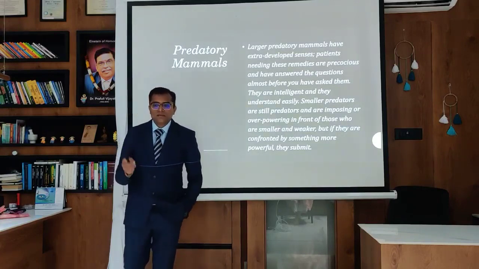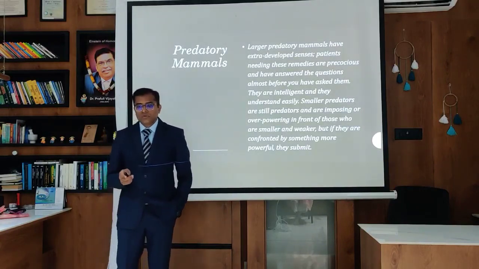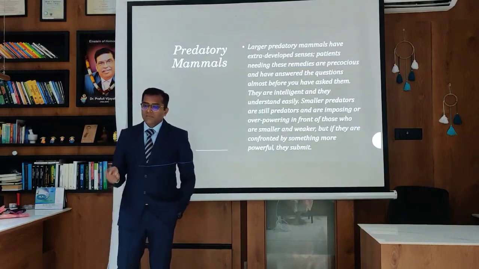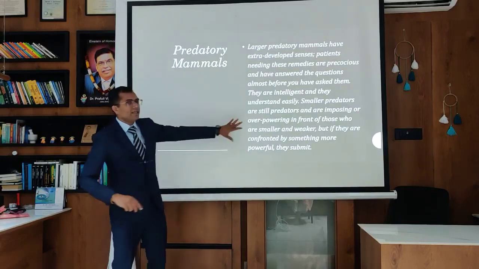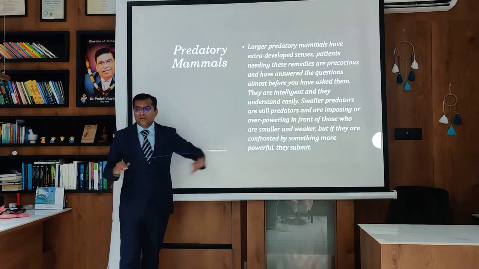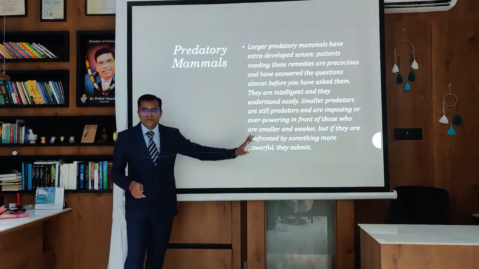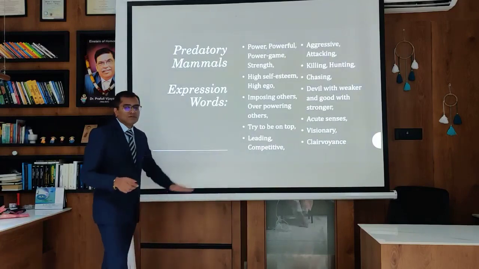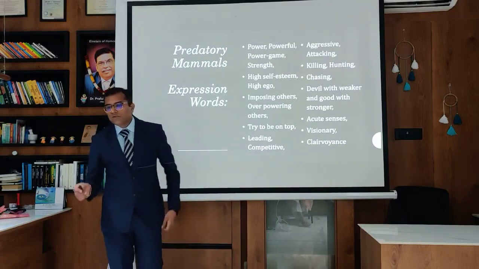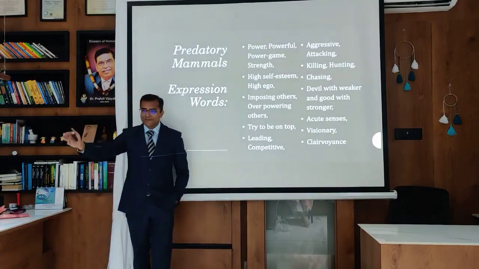A smaller predator is still a predator, and they impose overpowering in front of those who are smaller and weaker. But if they are confronted by something more powerful, then they submit. So in that we have one disposition: soft with the superior and hard with the inferior. Are you getting me? So what are the expressions of this? One expression is power, game and strength. So that is why I say the delusion life is a game.